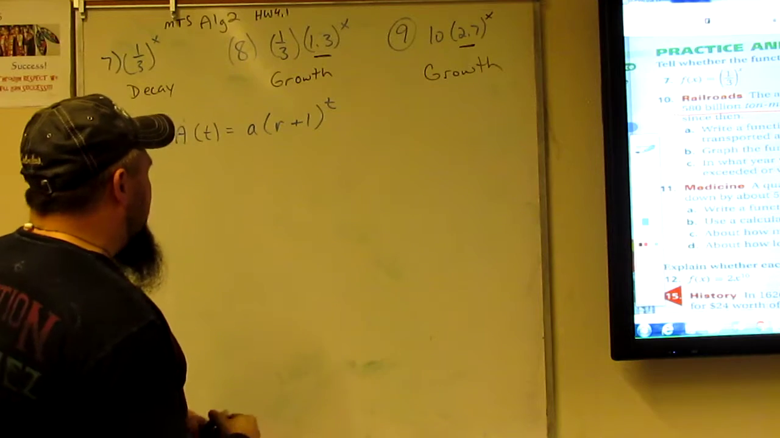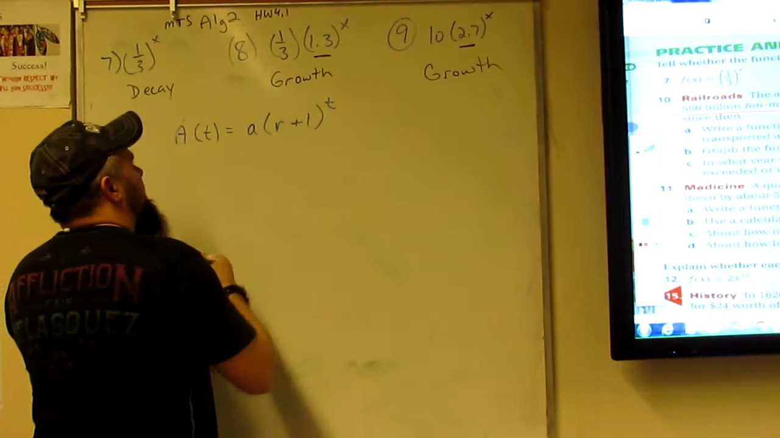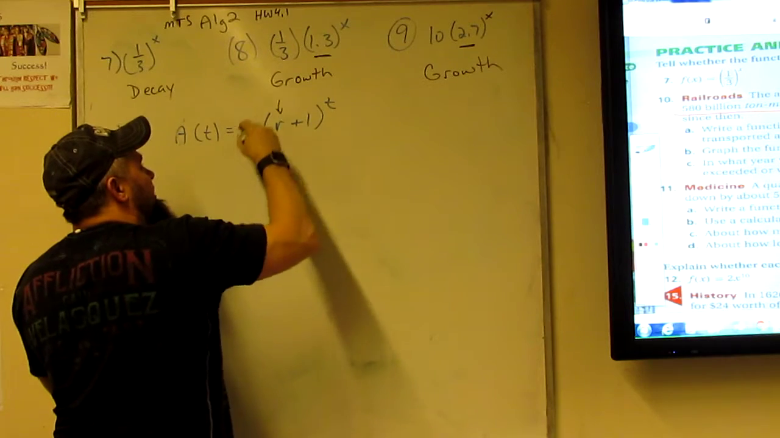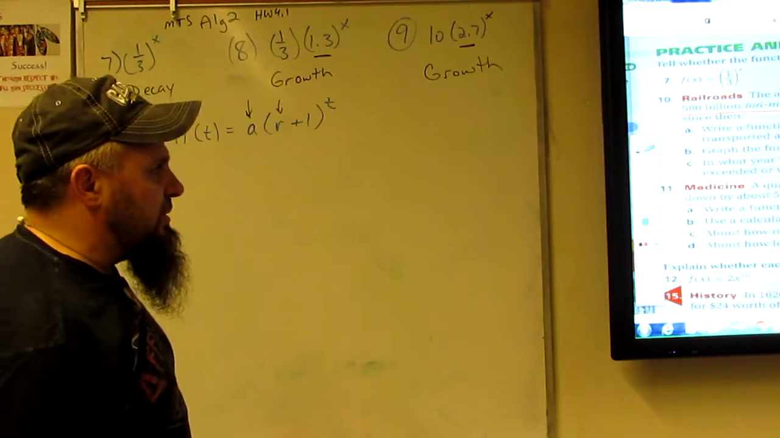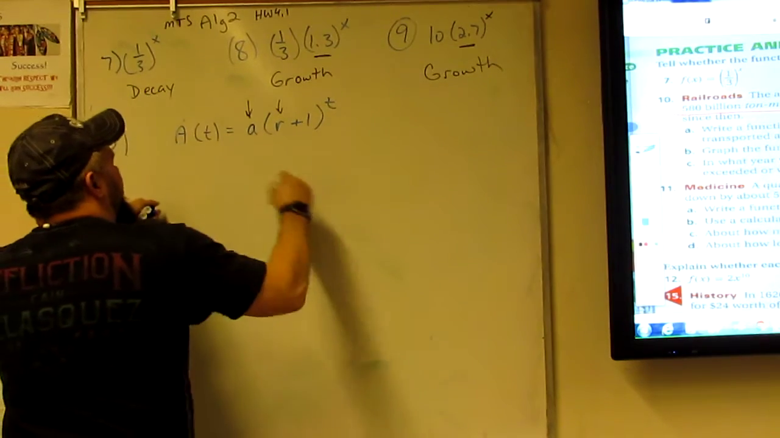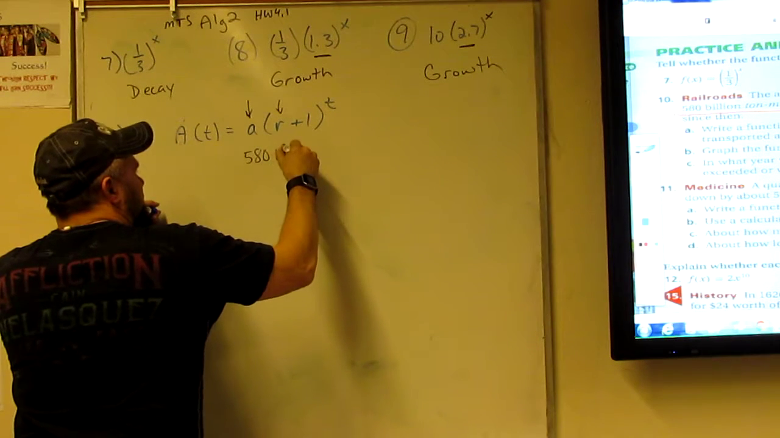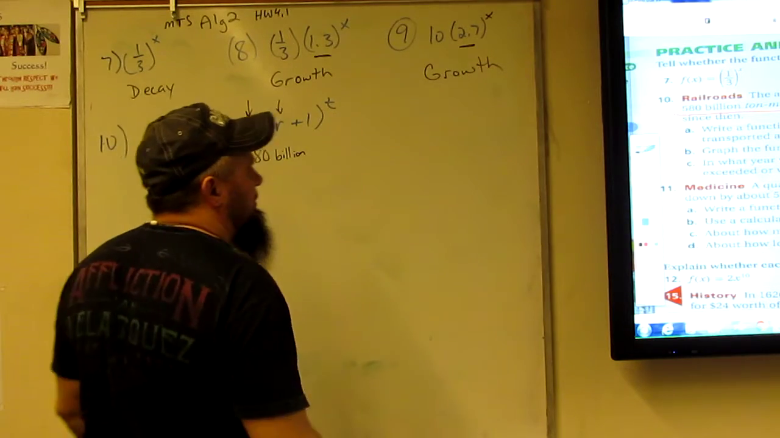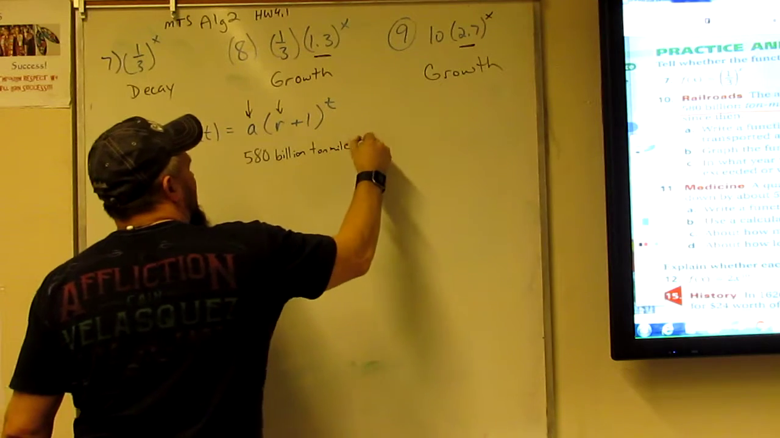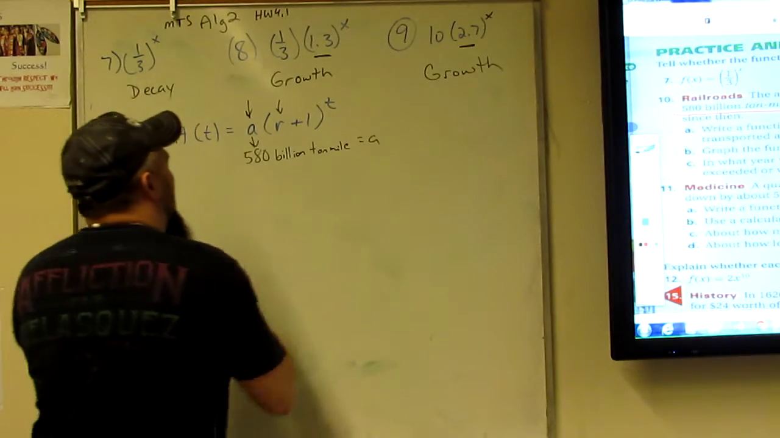So for the growth model, we need to plug in the things that are constants. T is our variable, but our constants are the rate and the amount we started with. The amount we started with was 580 billion ton miles. That's the A.